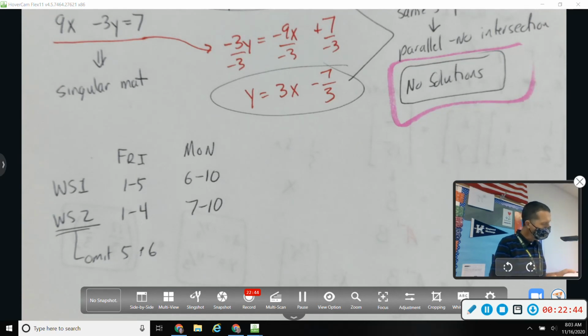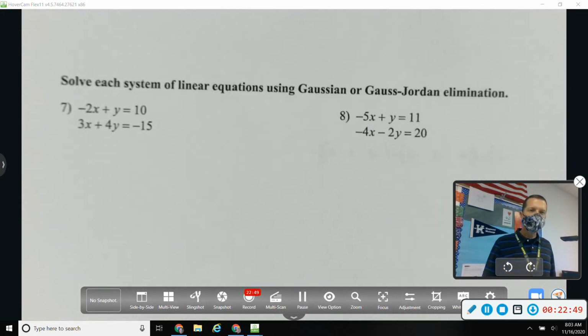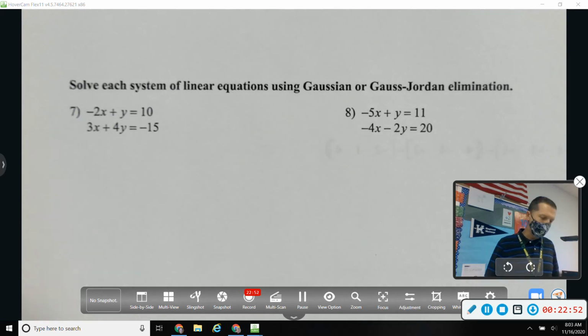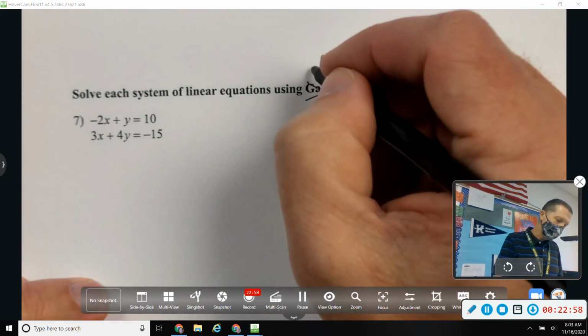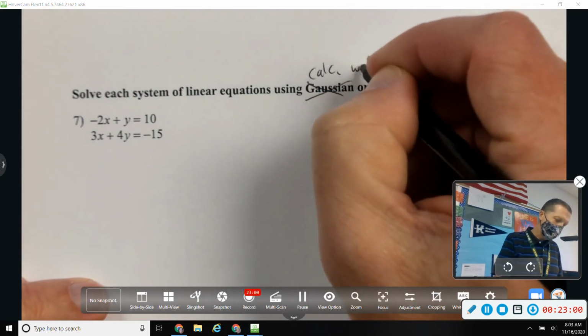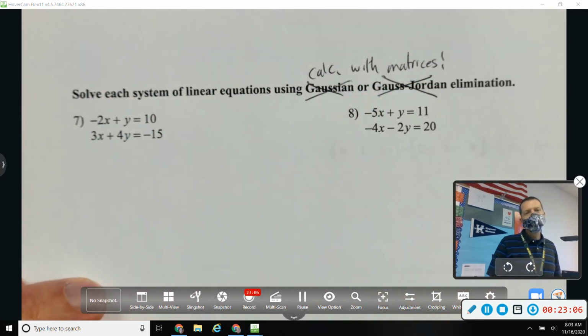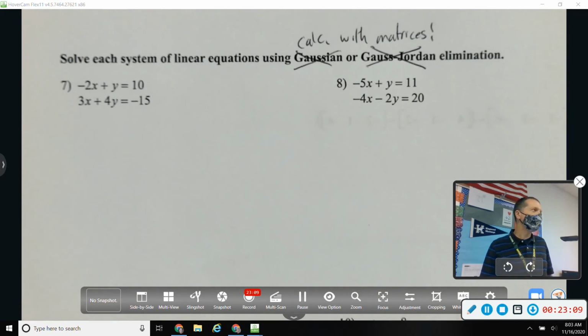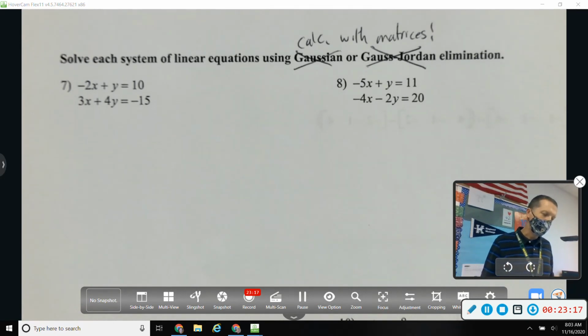Oh, also on worksheet 2, it says solve each system using Gaussian or Gauss-Jordan elimination. No. Solve each system of linear equations using calculator with matrices. There's lots of crazy stuff you can do with matrices that if you're really into math you might learn about later, but we're just going to be skimming the surface of what they can do for us. Again, the test on Thursday is open note, including open homework, so make sure you've done it so you got something to refer to.